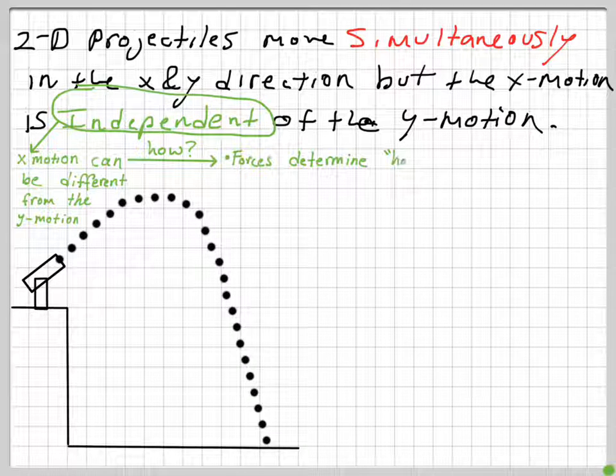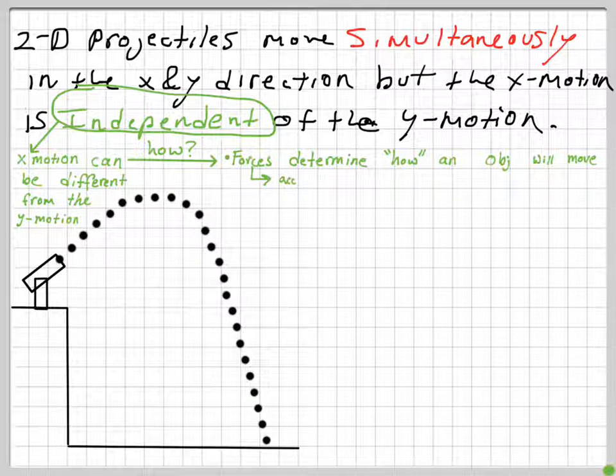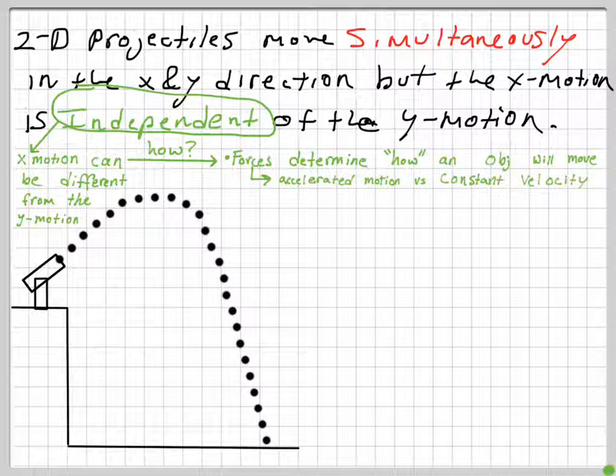Well, it turns out that forces determine how an object will move. If an object has a net force on it, then it's going to accelerate. If an object has no net force on it, it's going to move at a constant velocity. Now, that's all pretty complicated stuff, and we'll spend a lot of time on that next unit, but I wanted to give you a quick heads up on that.